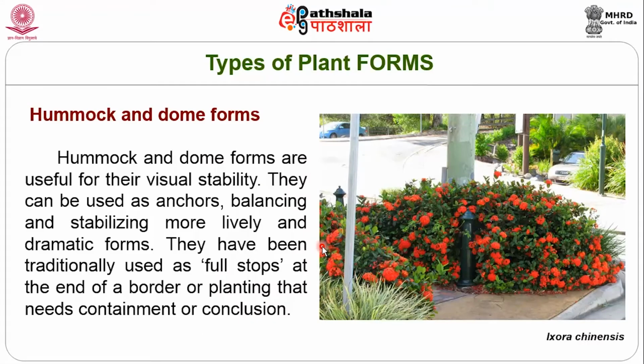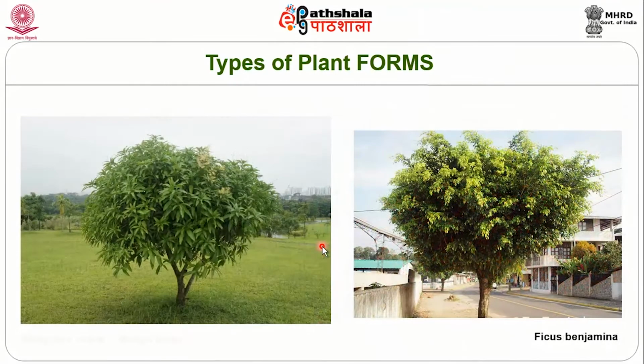Hummock and dome forms are useful for their visual stability. They can be used as anchors, balancing and stabilizing more lively and dramatic forms. They have been traditionally used as full stops at the end of a border or planting that needs containment or conclusion. So, these are very good edging plants, very good border plants, so that we can define a border, a walkway, or even form a good taller base for a tall tree bole at the center, like you can see in the example of Ixora chinensis, with its dome shape.